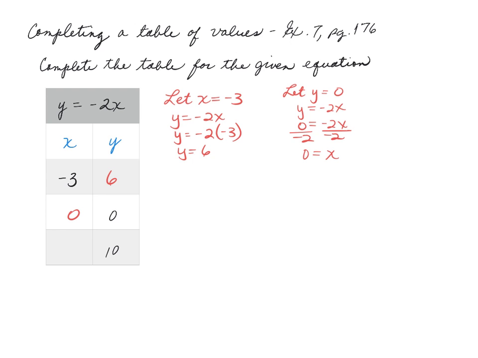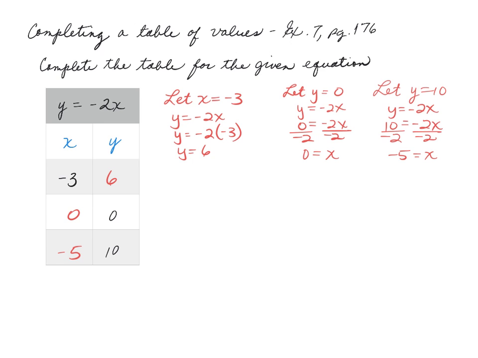for that point. Then we let y equal 10. So y equals negative 2x, but y is 10, so 10 equals negative 2x. We divide by negative 2. So we have a negative 5 equals x.